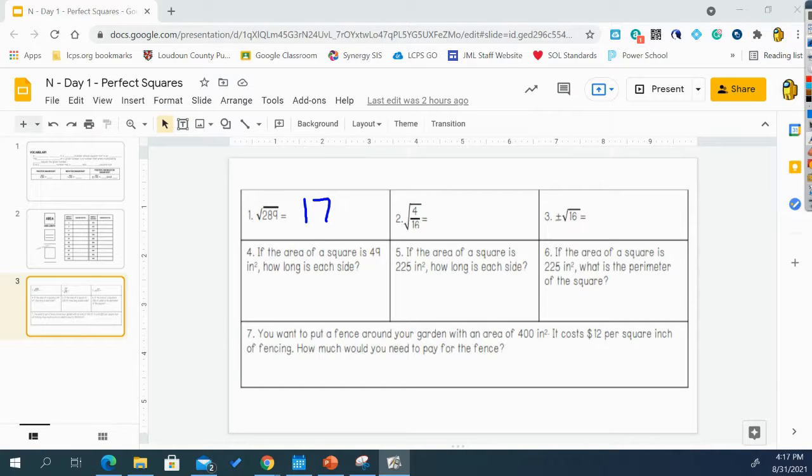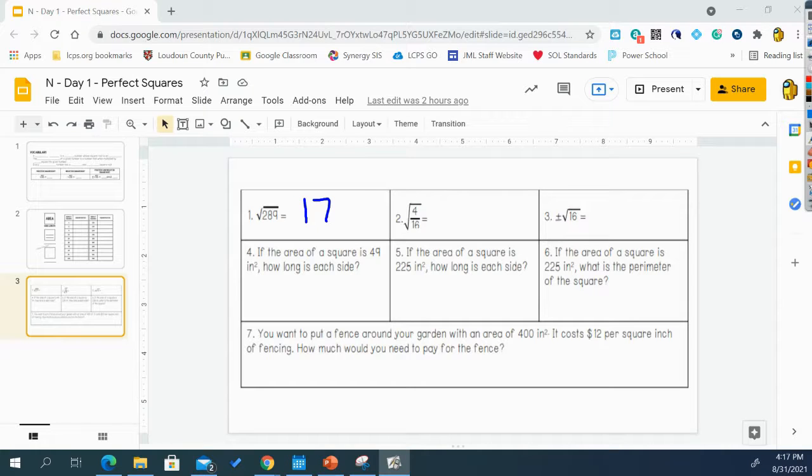Make sure you have it down if you didn't. Our next one, we have the square root of 4/16. If we have a fraction like this, what we have to do is find the square root of the top number and the square root of the bottom number. So do this one with me. You don't have to pause the video. Just fill it out with me.